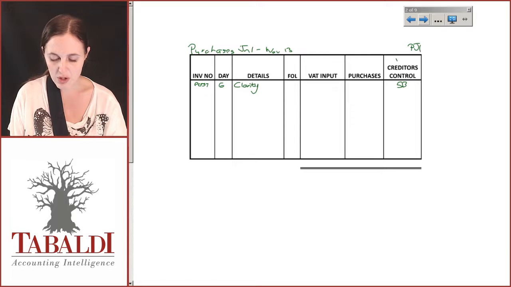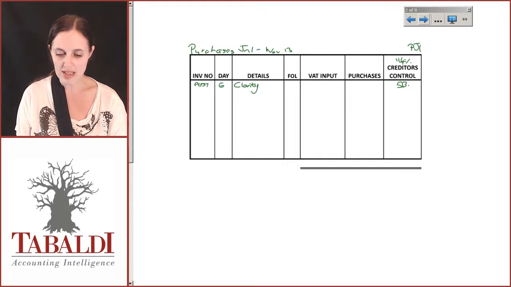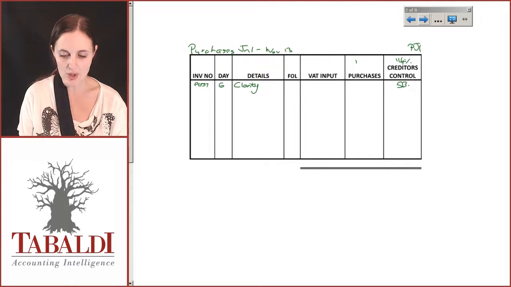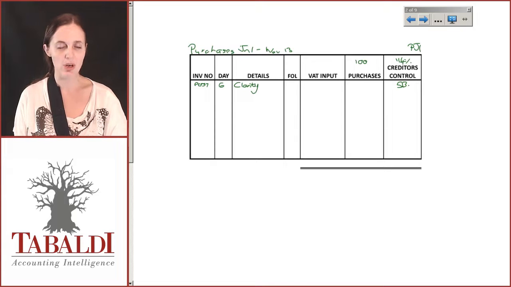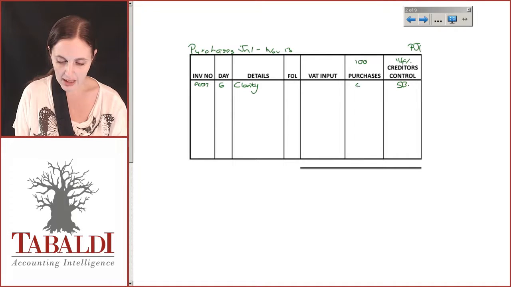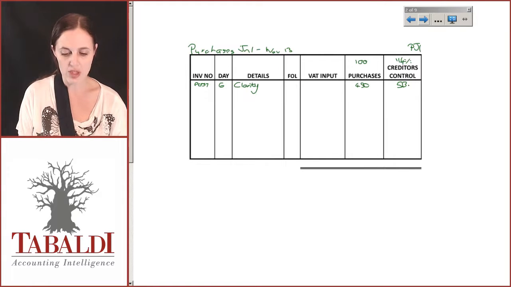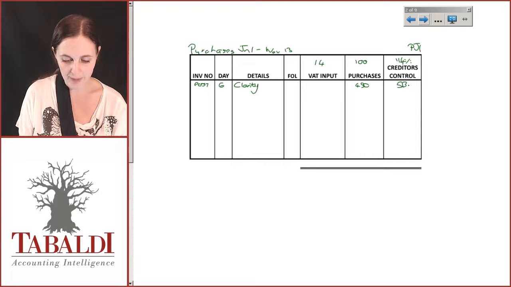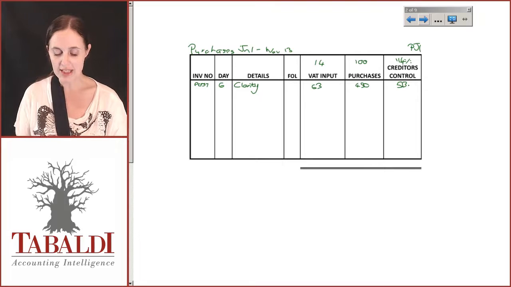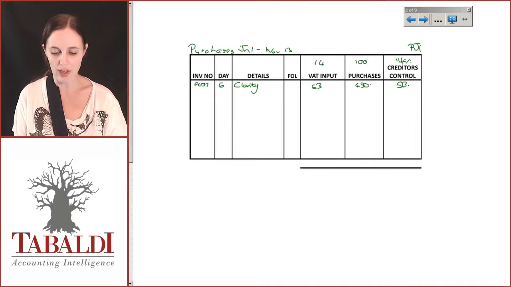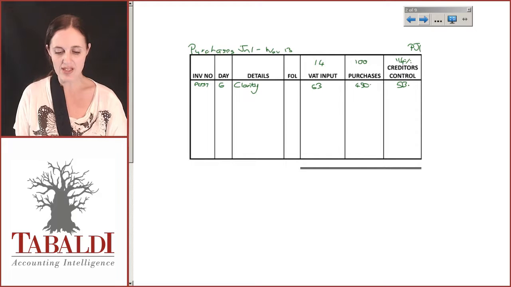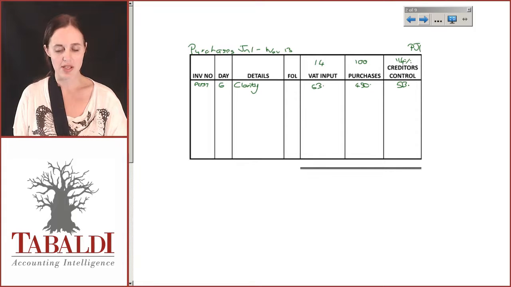513, right? Remember, 513 represents 114% of the amount. So 513 divided by 114 times 100, because I want to know exactly how much my purchases are, gives me 450, and 513 divided by 114 times 14 will give me 63, which will be my actual VAT amount. Again, you can check this by saying, if we take the VAT exclusive amount, 450, and say 450 times 14% will give you 63. Add those two together and you'll find that your VAT inclusive is the same.